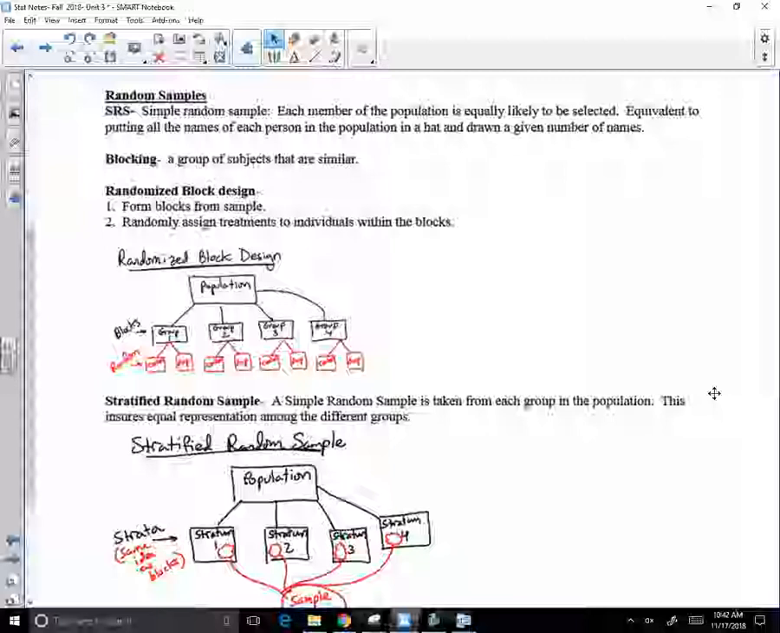If that's the case, that means that each member of the population has to be available. So it depends on the size of the population. Talking about populations of humans, I have to put all the names of each human in a hat and then select however many I want at random. That's not going to happen.